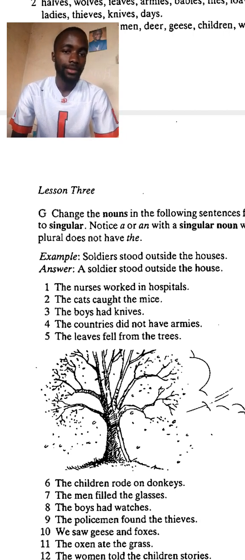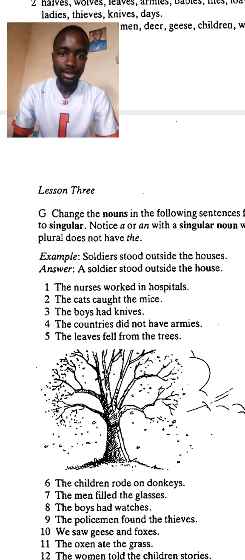Number 1: The nurses worked in hospitals. We just removed the S. The nurse worked in a hospital. Here we use a. We are going to add the article a, because now it is singular.